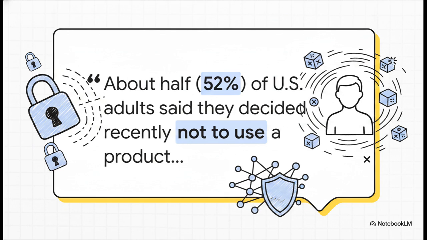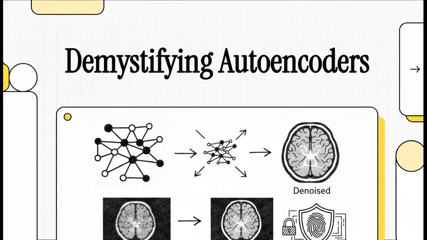What if the exact same machine learning architectures that process all our data could actually be used as a mathematical shield to protect it? Welcome to today's Explainer. I am super excited to get into this because we're looking at a piece of neural network architecture that honestly feels like absolute magic. We're talking about autoencoders. We're going to see how these models compress data, how they can clear up fuzzy medical images, and how they might just be the key to keeping your biometric data safe.